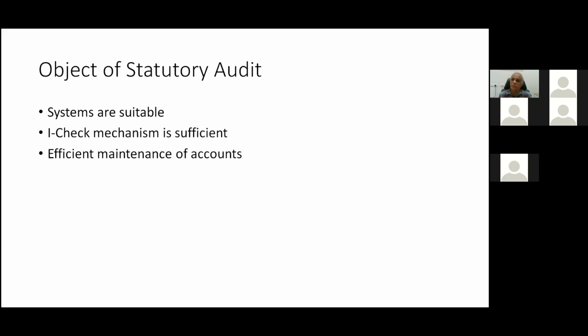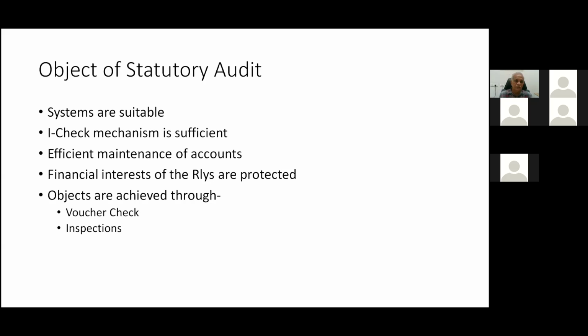This I already told. So the object of statutory audit is to see that whatever system is available in railway is suitable, then internal checking mechanism is sufficient. That means it will unearth the frauds that may take place. Then efficient maintenance of accounts, then financial interests of the railway are protected. That means systems are in place. And this objective will be achieved by means of two ways.